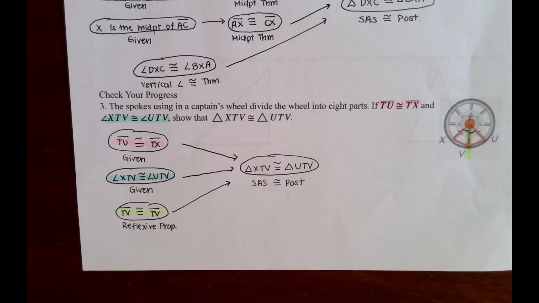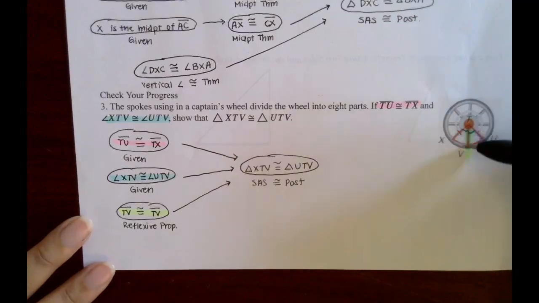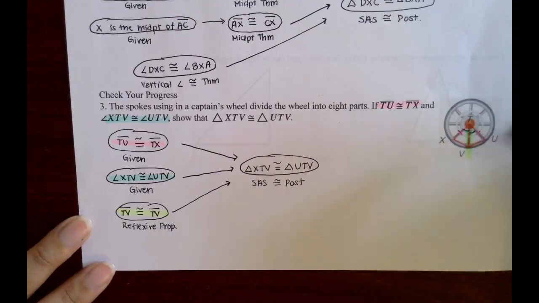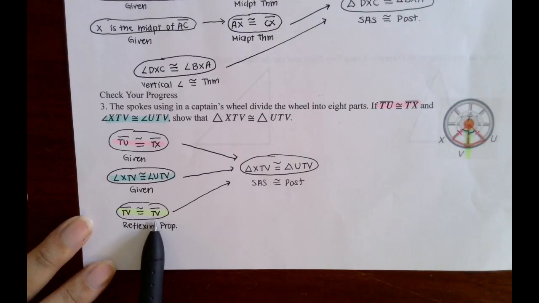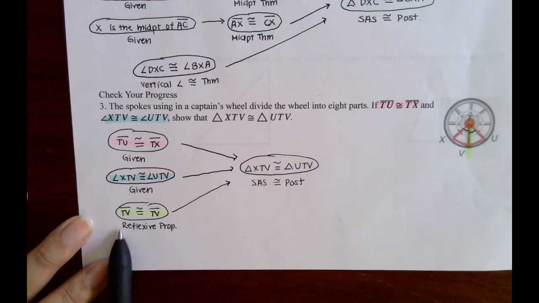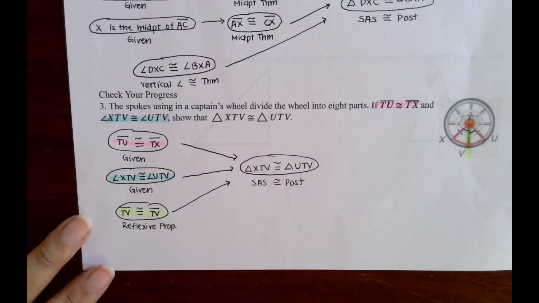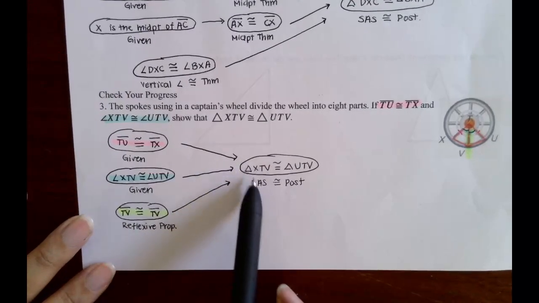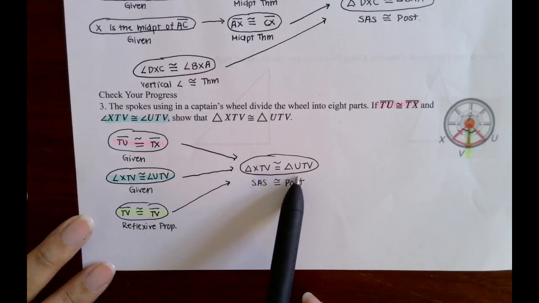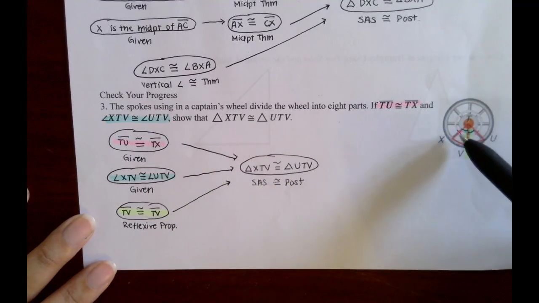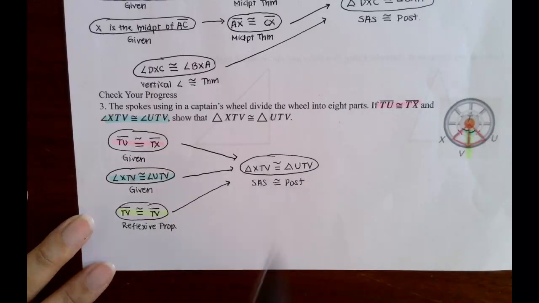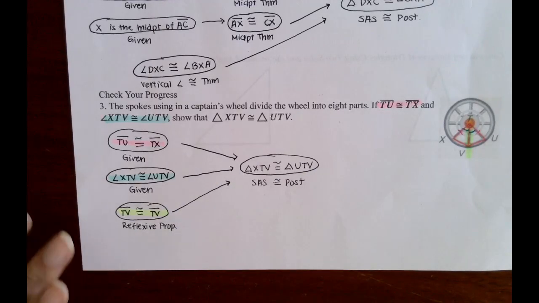And then the last thing I've noticed here is that they share a side. Right? So TV is congruent to TV because of the reflexive property, and then I just highlighted it there. And then I can now say that triangle XTV is congruent to triangle UTV because of side angle, side congruence postulate. Okay. And there you go.